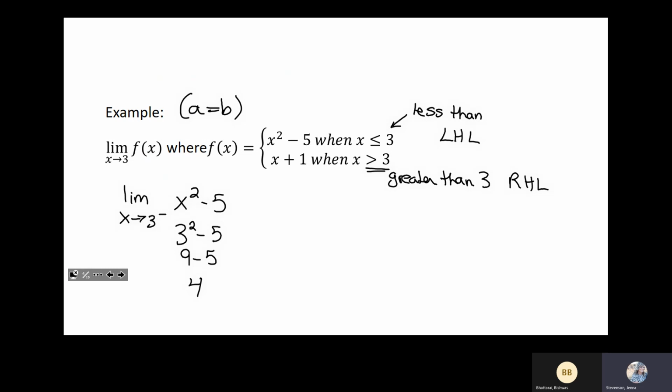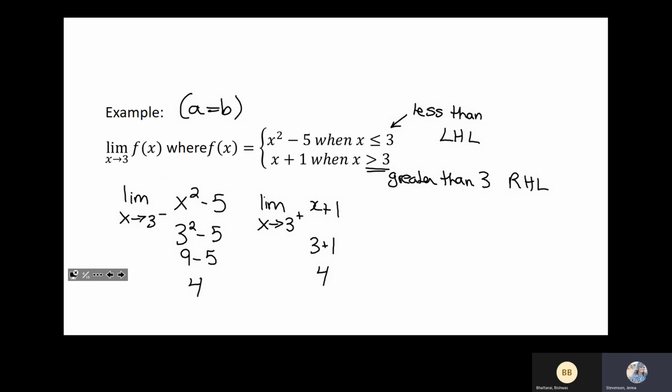And we get a value of 4. I do the same thing as our last example, and we now have to take the right side of that limit, which is x plus 1. And I plug in my 3, and I get a 4.